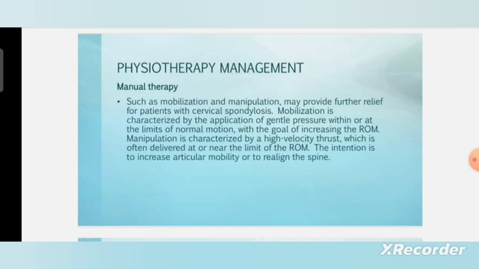And manipulation is characterized by high velocity thrust, which is often delivered at or near the limit of the range of motion. The intention is to increase articular mobility or to realign the spine.